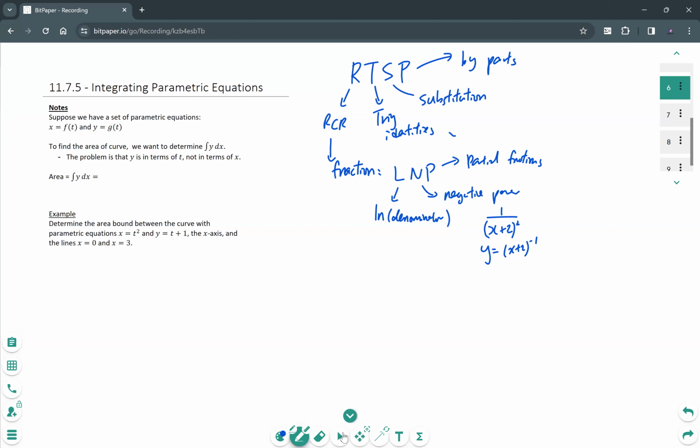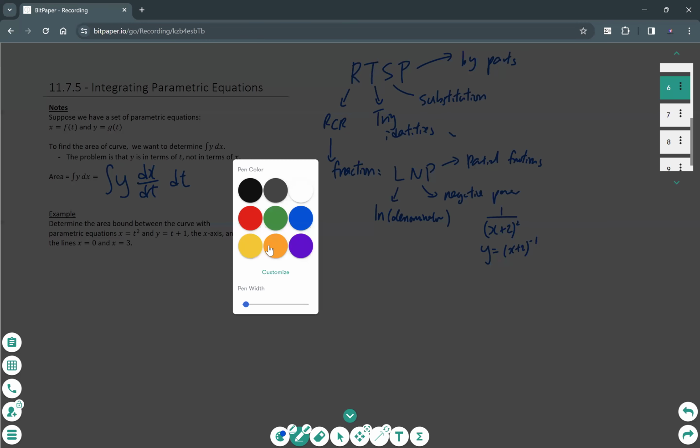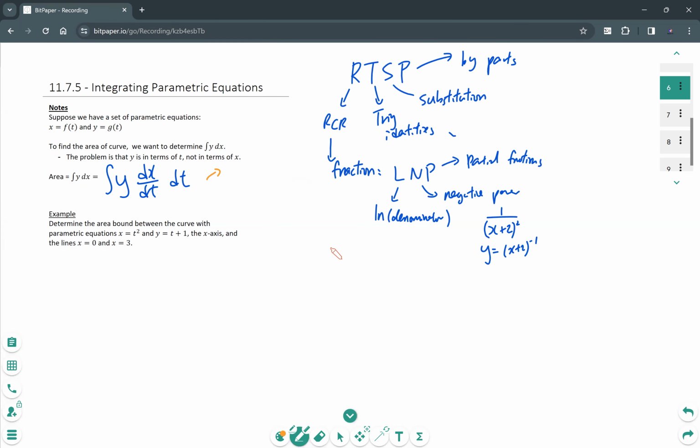So therefore, we change the formula: the integral of y dx becomes the integral of y dx/dt dt. There's actually the chain rule in there because the dt will cancel each other, but you don't have to know that. So what you need is two things. You need the y expression. You also need dx by dt. And also one more thing, a new range in terms of t. Okay, so we'll do that.